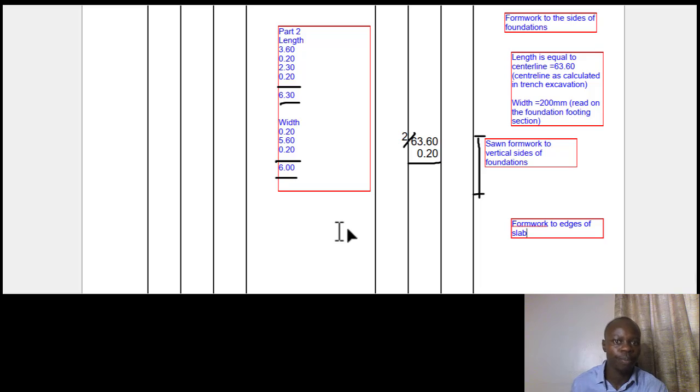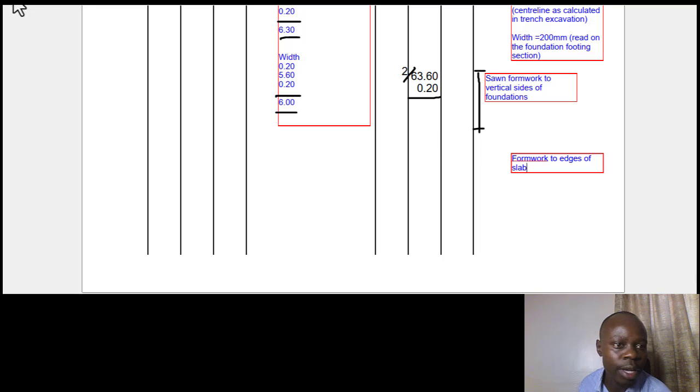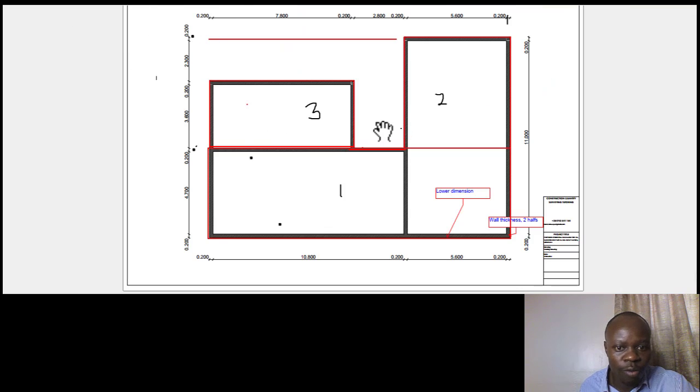Moving into the real items of how to get that particular length, we'll move straight to seeing the items. From the section, we can see the formwork is going to be placed at the edge of the slab, and that edge of the slab is also the same edge of this particular foundation walling. And therefore, when we get the length at the external faces of the wall, we shall have got the length for our slab.